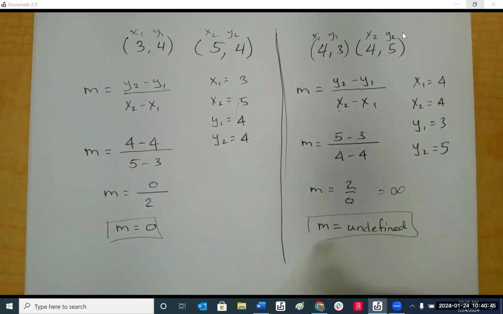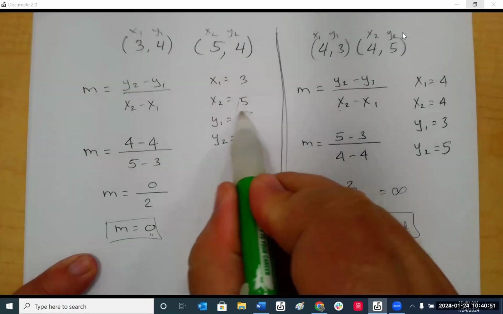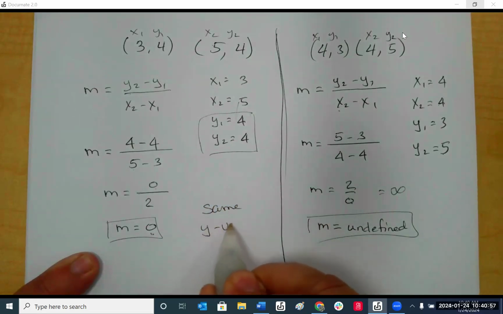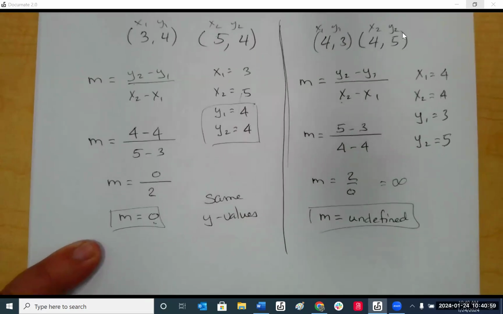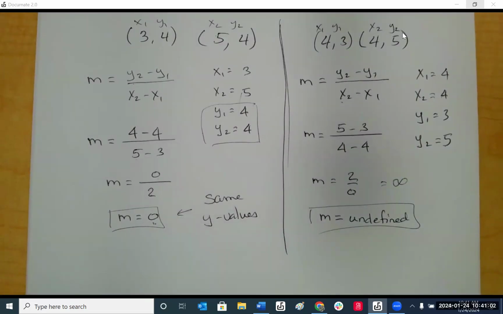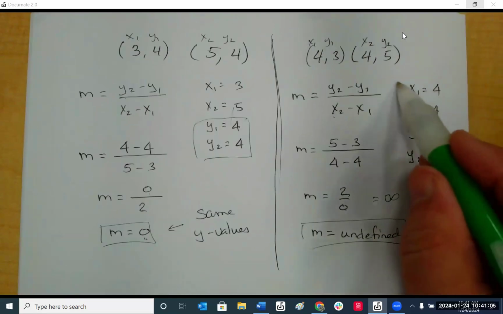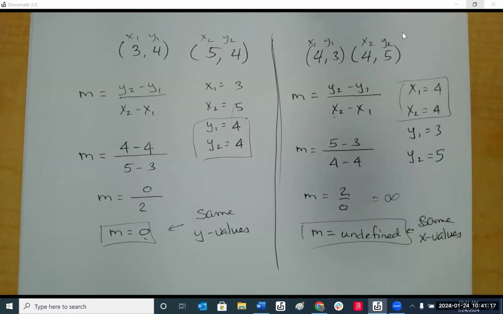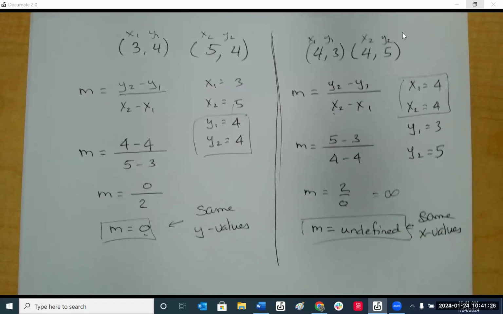So here we have the two extremes. Notice this one is 0. If the y values are the same, your slope is 0. If the x values are the same, it's undefined. I know, what does that have to do with the price of tea in China?